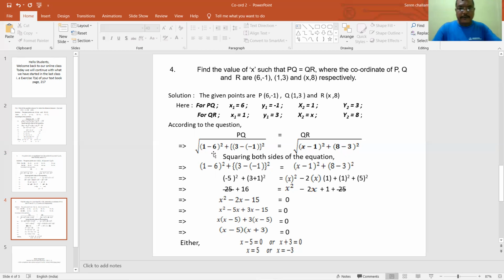Now, using the distance formula here, square root of x2 minus x1 for PQ, x2 minus x1 means 1 minus 6, whole thing squared, plus y2 minus y1, which is 3 minus minus 1, whole thing squared, is equal to, for QR, your x2 is x and your x1 is 1, so x minus 1 whole thing squared, plus your y2 is 8 minus your y1 is 3, so 8 minus 3 whole thing squared.